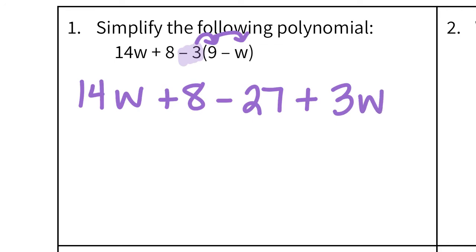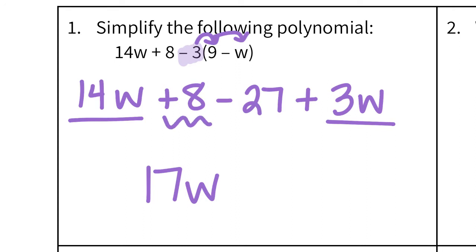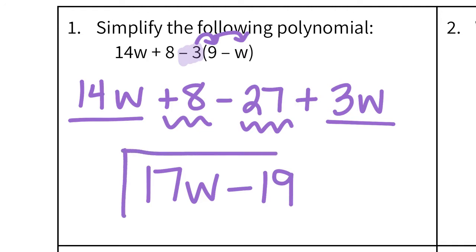Now the last thing for us to do is to combine like terms. So I notice that the first one and the last one both have w's. 14 plus 3 is 17w. And then the two in the middle are just regular numbers that we can combine. So positive 8 minus 27 gives us -19. So this is that polynomial simplified as much as it can go.